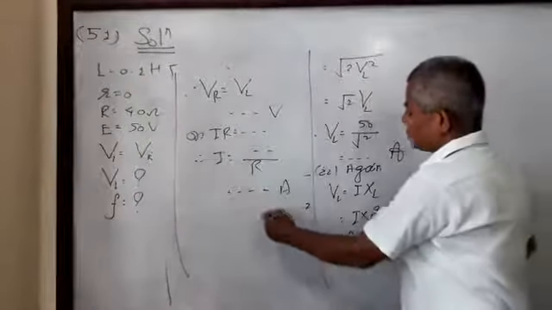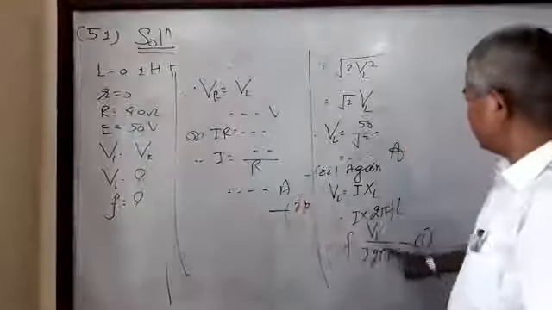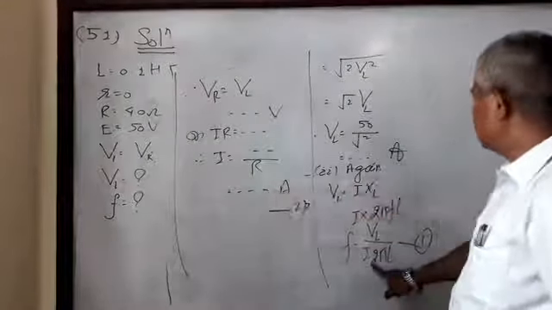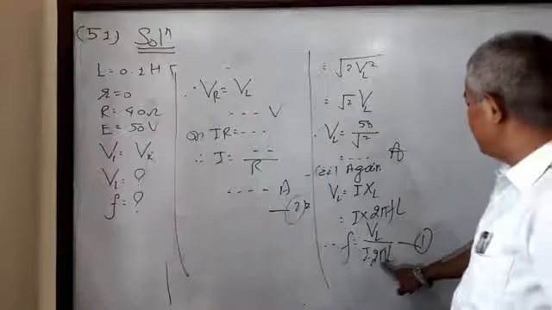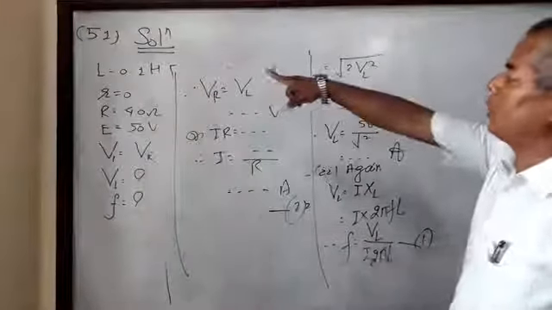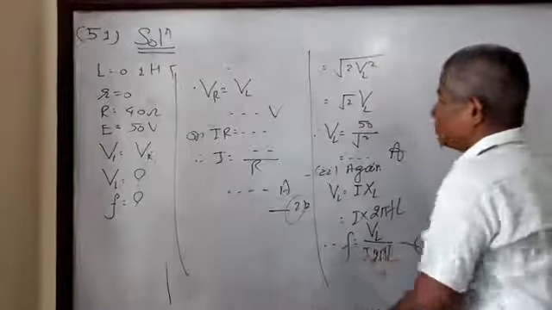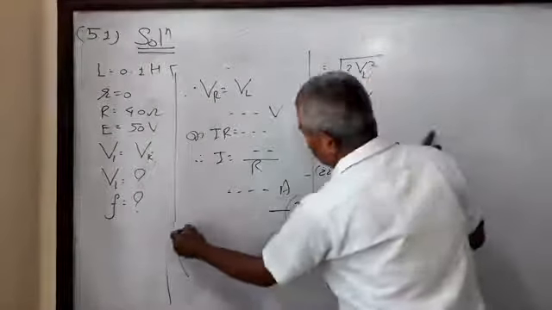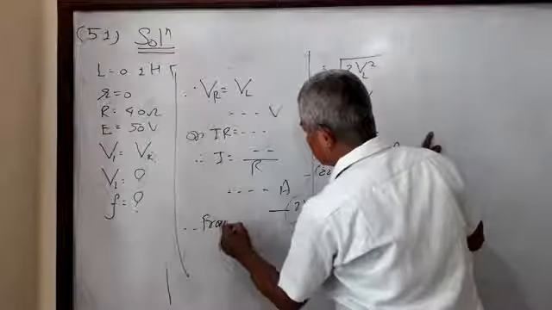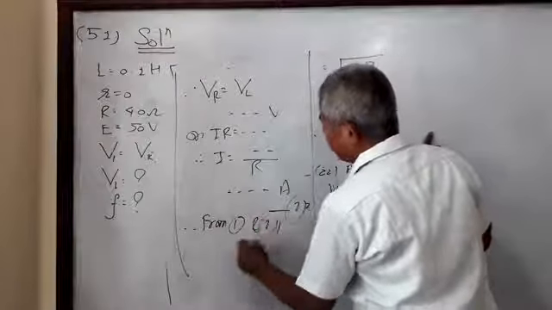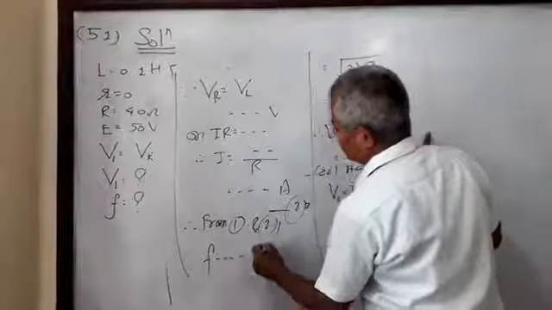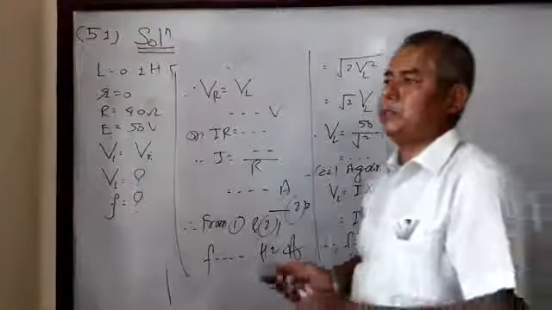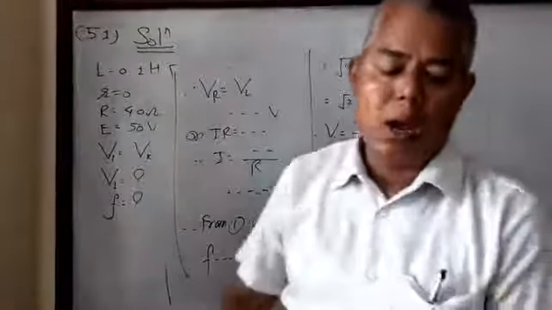Then use equations 1 and 2. VL is determined, I is also determined, 2 is well known, pi is also well known, and L is given to us as 0.1 Henry. Then use this equation and find the value of frequency. Therefore, from equations 1 and 2, we can find the value of frequency. This is the answer of this question. That was question 51. Now another question for you.